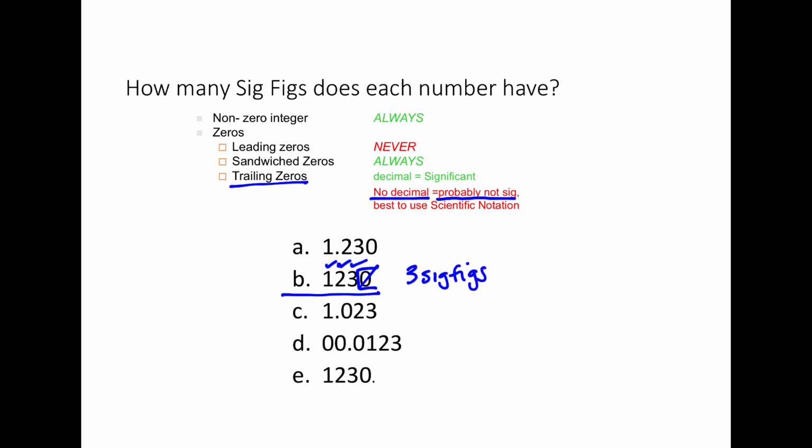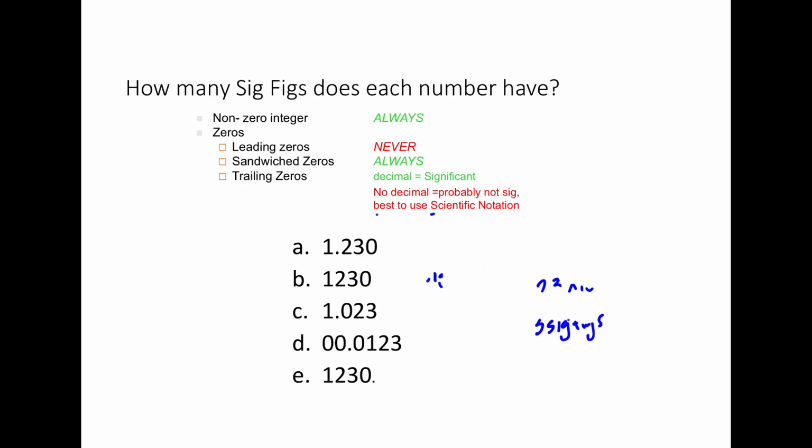Now the second part of this is that it is best to use scientific notation in numbers like this. Instead of writing the number how I did, 1, 2, 3, 0, which leaves people wondering whether you really mean that that's a significant figure or not, it would be better to write this in scientific notation, which would be 1.23 times 10 to the third. And you're being very specific about your sig figs there. This has 3 sig figs.